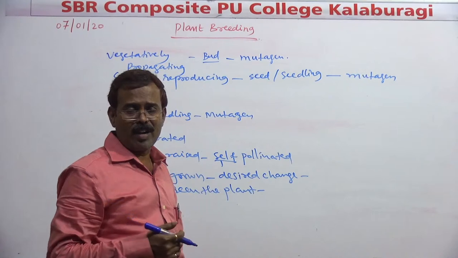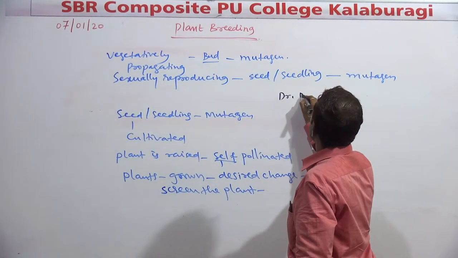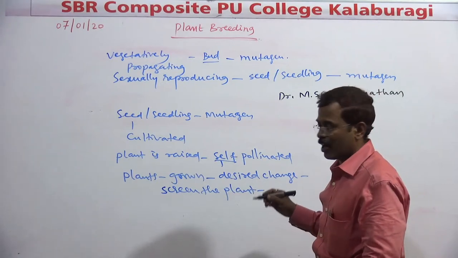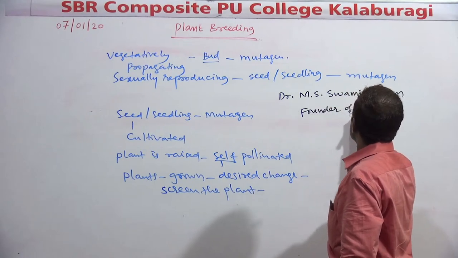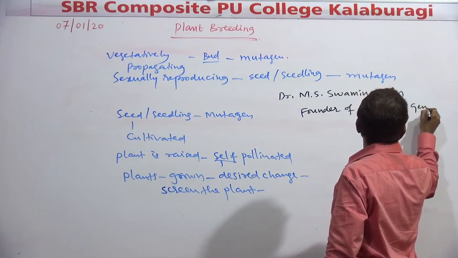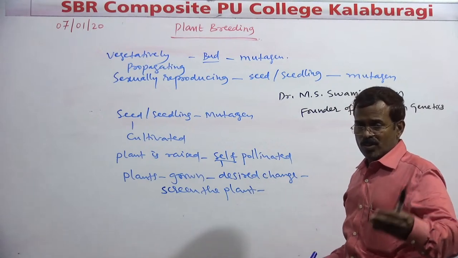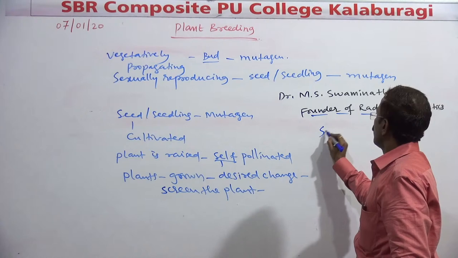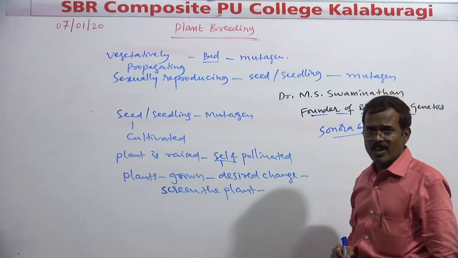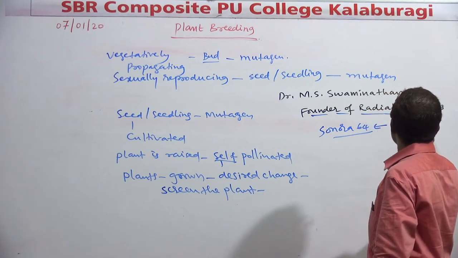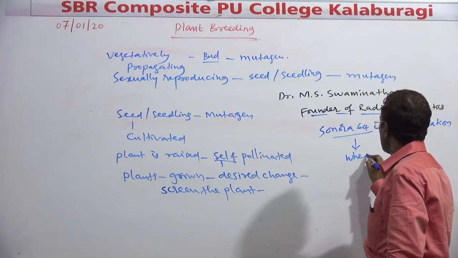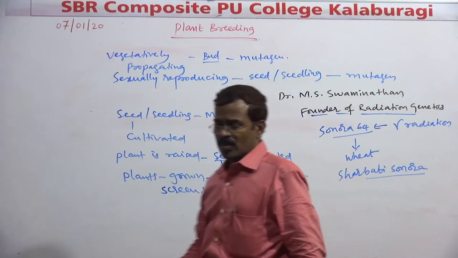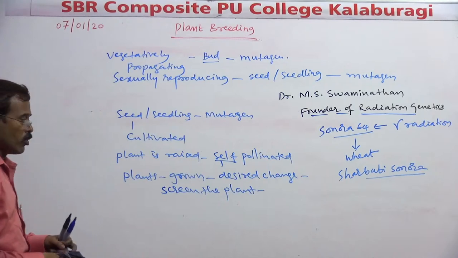Mutation breeding has been popularized in India by Dr. M.S. Swaminathan. M.S. Swaminathan is the founder of radiation genetics and is the father of the green revolution in India. You know that. So what he has done, I discussed yesterday. Sonora 64, a Mexican wheat variety, was exposed to gamma radiation, and he produced a new improved wheat variety that is referred to as Sharbati Sonora. So this is how, from mutation breeding, Swaminathan developed a new improved wheat variety.